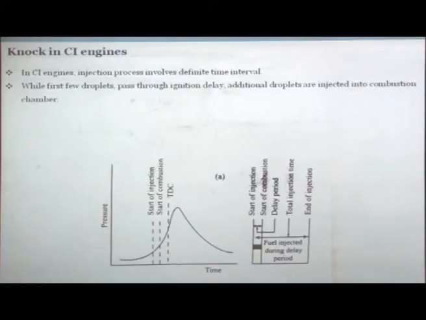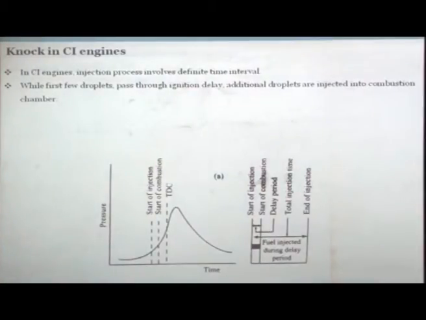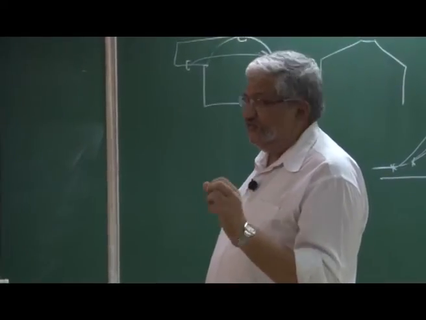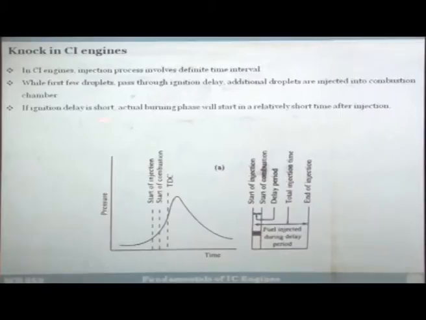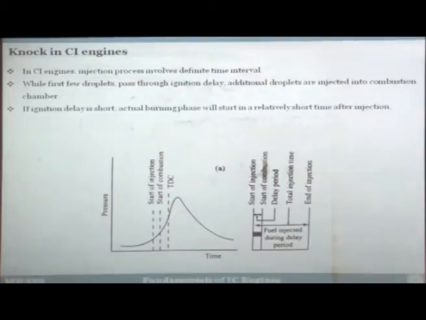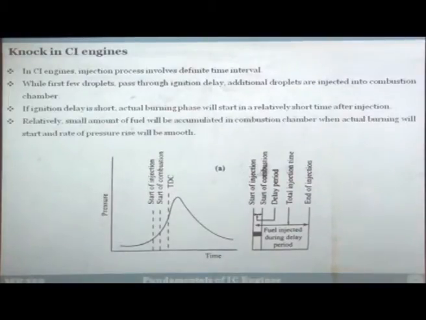So when the first droplets are passing through the ignition delay, more fuel is continuously being injected. If the ignition delay period is more, the combustion chamber will accumulate more fuel. If the ignition delay period is short, you will have small fuel accumulation in the combustion chamber. If the ignition delay is short, the actual burning phase will start in a relatively short time after the injection. If the ignition delay period is long, the actual burning will start after a long duration. So a relatively large amount of fuel will be accumulated when the actual burning starts, and the rate of pressure rise will be sharp.